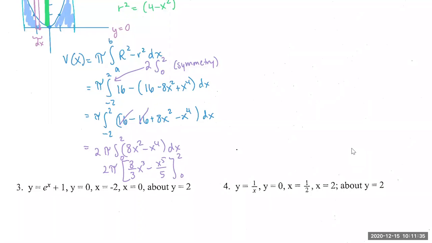Okay, so the correct answer I see coming through is 448 pi over 15. And someone had their answer in decimal form. That is correct. 93.829 is also in decimal form.